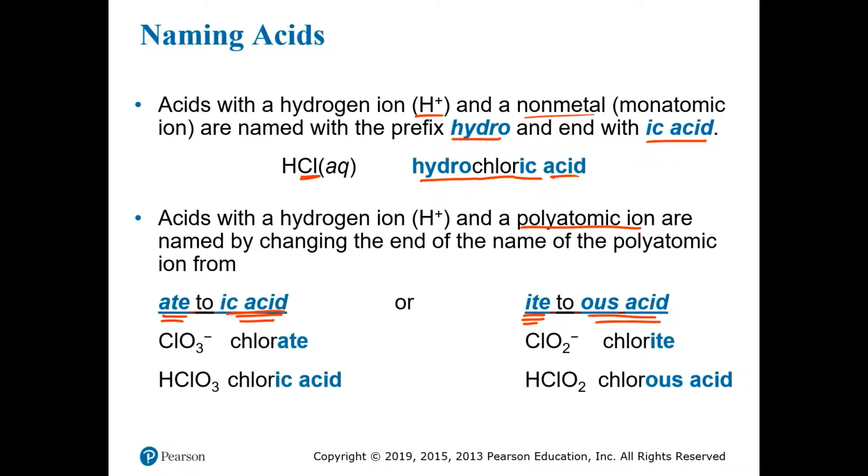So for instance, ClO3- is the chlorate ion. If you were to bind ClO3- with one H+ ion to create the neutral compound HClO3, this would then be known as chloric acid. ClO2- is chlorite. It's similar to ClO3-, but it has one less oxygen, and so the ending has an ITE. So if you take ClO2- chlorite and you combine that with hydrogen, you create the compound chlorous acid.